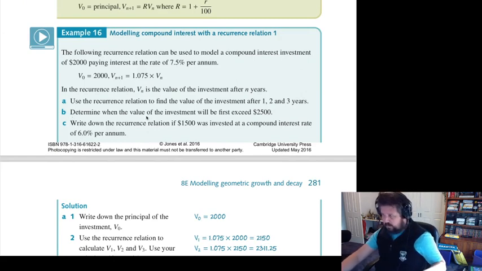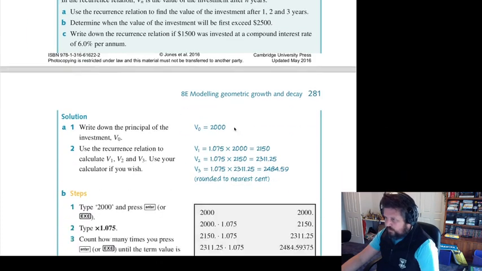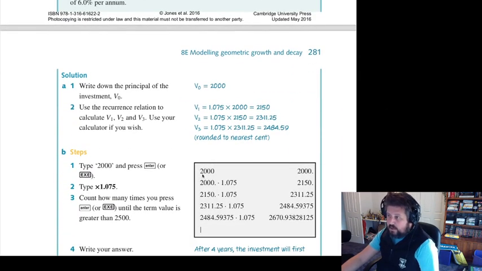Now, one of the other things that you can do, it says here, determine when the value of the investment is going to be greater than or exceed $2,500. What you can do for this on your calculator is press $2,000, the amount that you're starting off with. Press enter or execute on your calculator, and it'll set it in there. We're going to then multiply that by 1.075. As soon as you type multiply by 1.075, what you're going to do is count how many times you keep pressing that execute button. It will keep multiplying the previous one by 1.075.